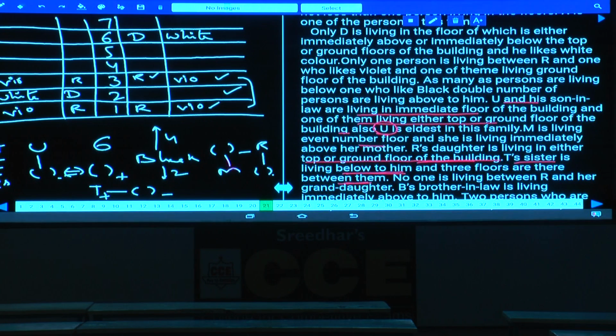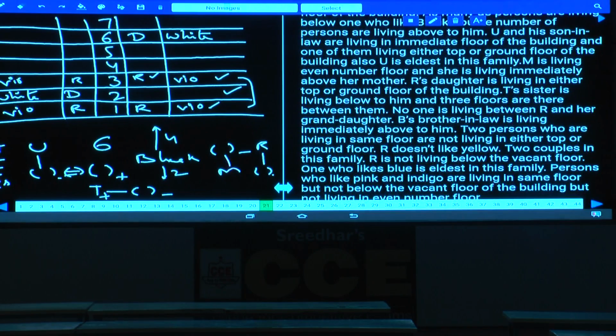And no one is living between R and her granddaughter. R is having a granddaughter. As R is having a granddaughter, R must be in the first generation, U must be in the last generation, isn't it? And not you. Who is that person? The granddaughter must be in the 3rd generation.